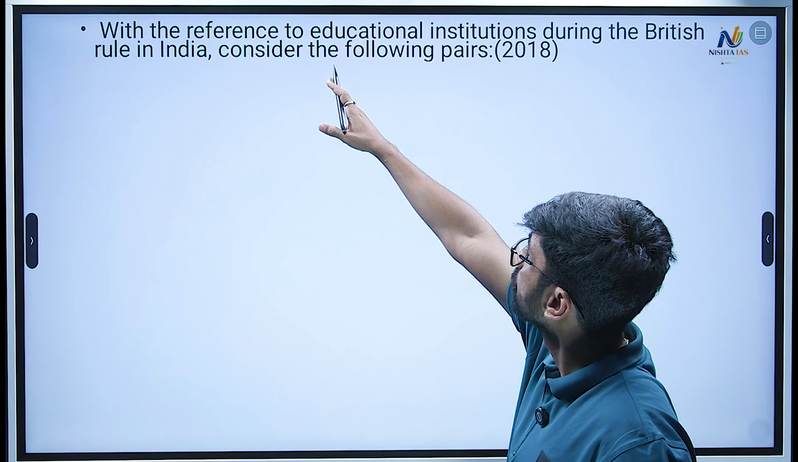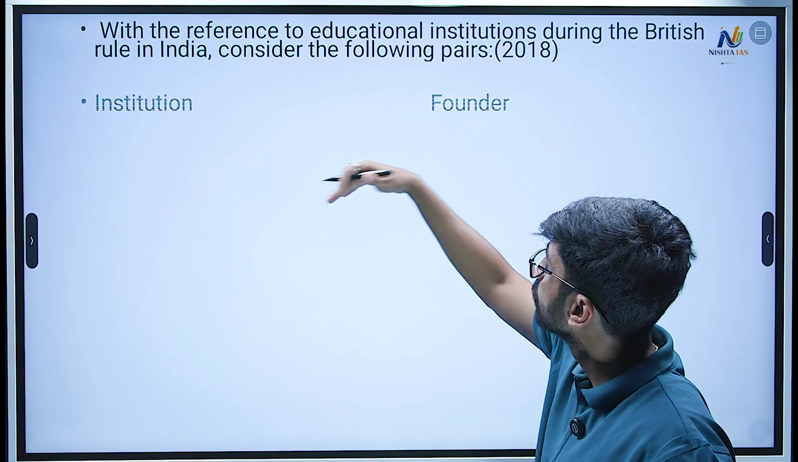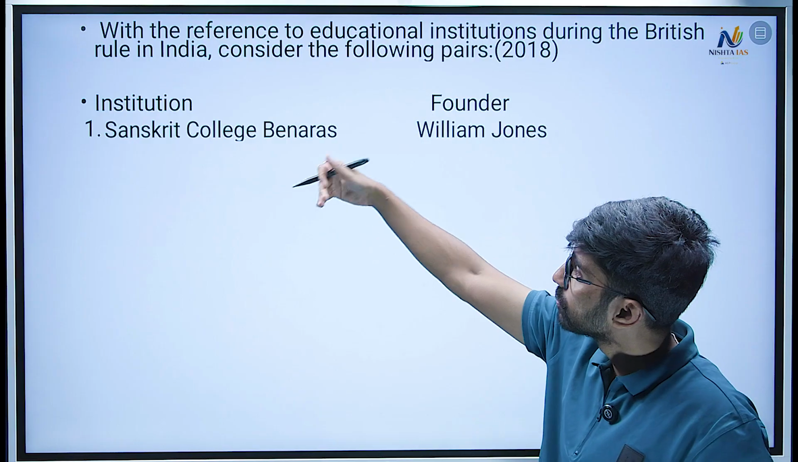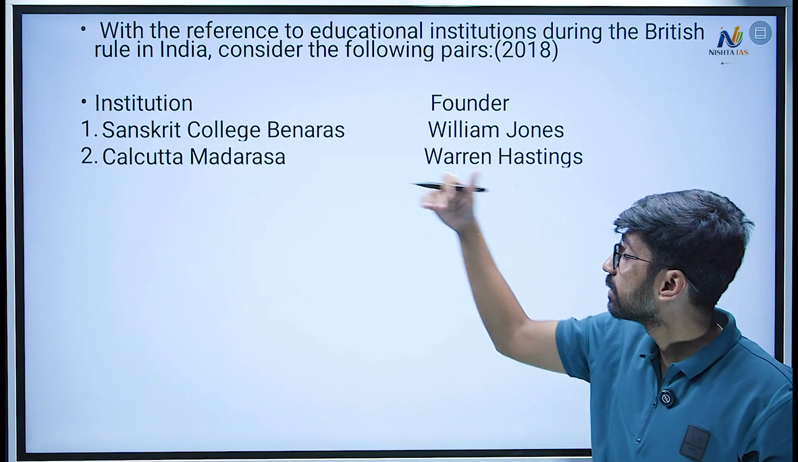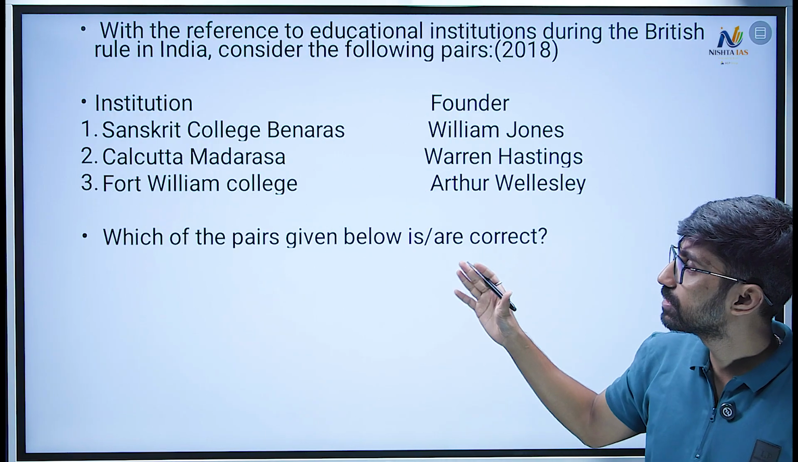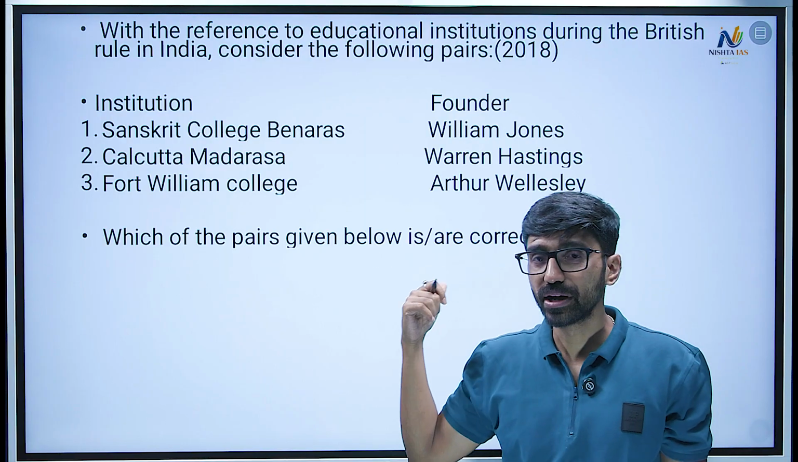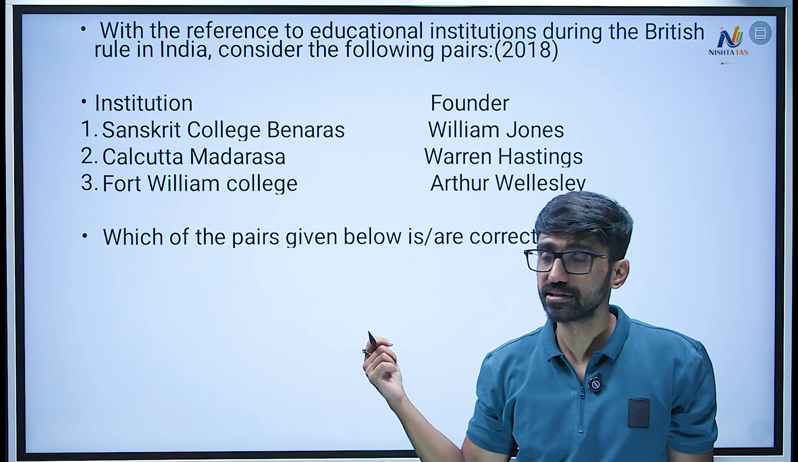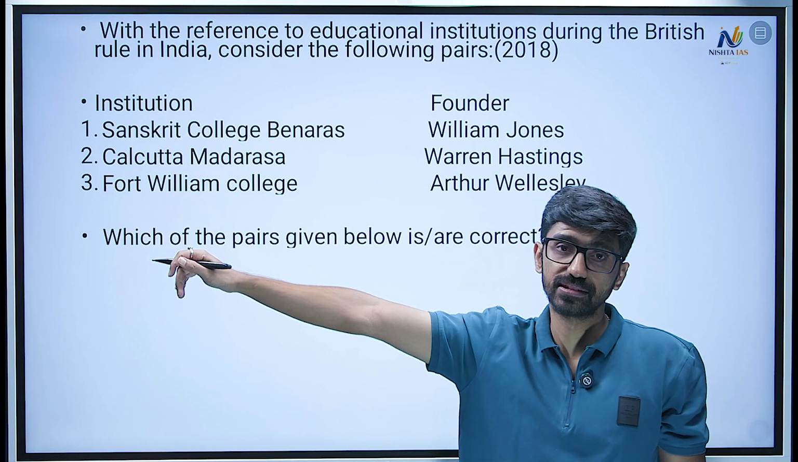Now in 2018, with reference to the educational institutions during British India, consider the following pairs: institution and the founder. Sanskrit College, Banaras, William Jones. Then Calcutta Madrasa, Warren Hastings, and then Fort William College, Arthur Wellesley. Which of the pairs are correct? Arthur Wellesley, no, he was a military commander. He was not the Governor General. Fort William College was by Richard Wellesley, who brought the subsidiary alliance system.